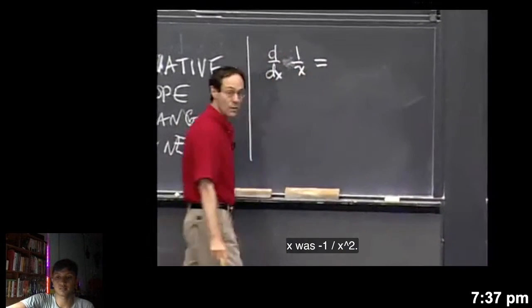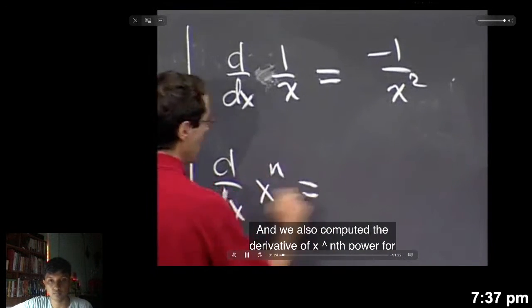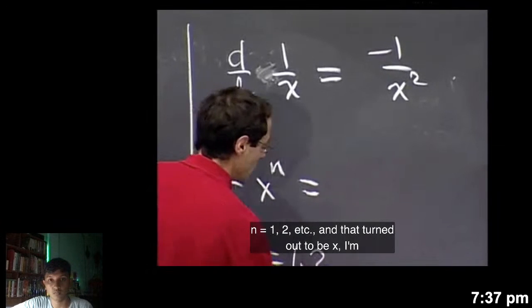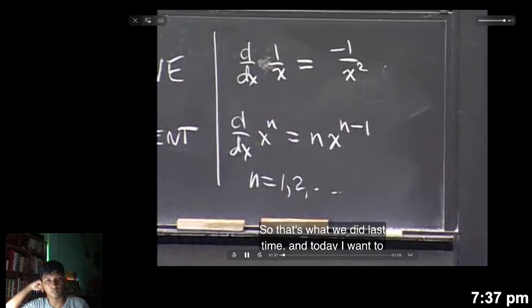X was minus 1 over x squared, and we also computed the derivative of x to the nth power for n equals 1, 2, etc. And that turned out to be n x to the n minus 1. So that's what we did last time.